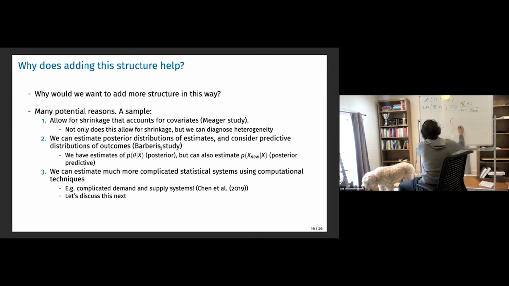Well, we know the posterior given the data. And so what you want to do is integrate out so that you have the whole joint distribution.